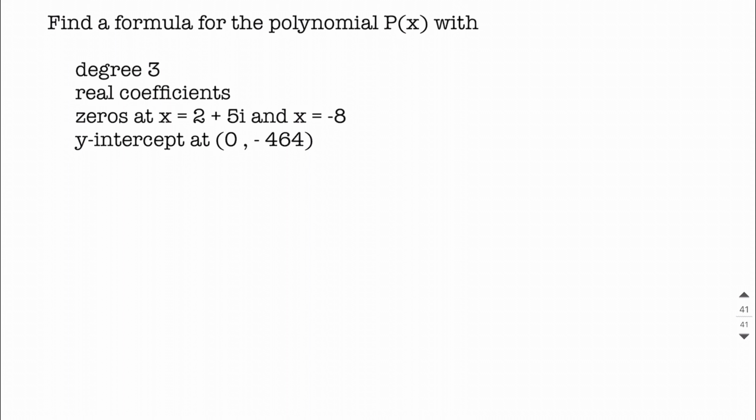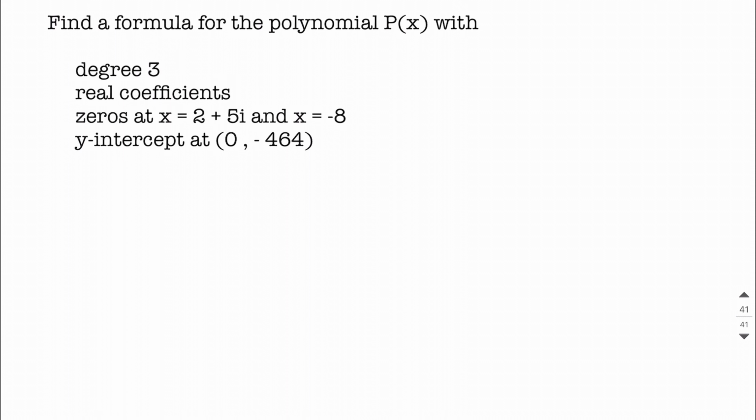Okay, let's find the formula for this polynomial. We're given that it has to be degree 3. We're going to get real coefficients, and in the end, we're going to expand this all the way out so that we can see the actual polynomial. We have a complex 0 here, 2 plus 5i. We have a nice real 0 here with negative 8. And we're given the y-intercept to go along with this as well.